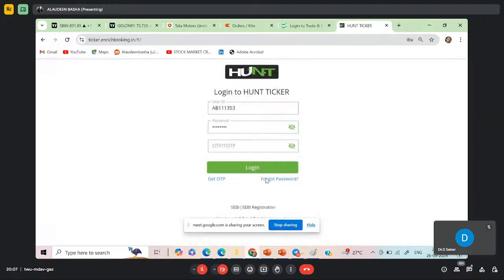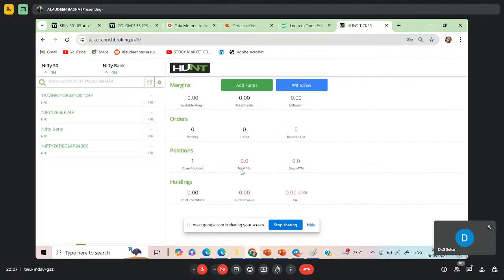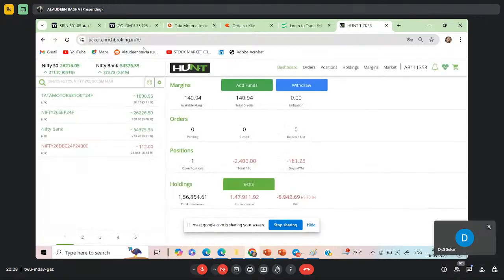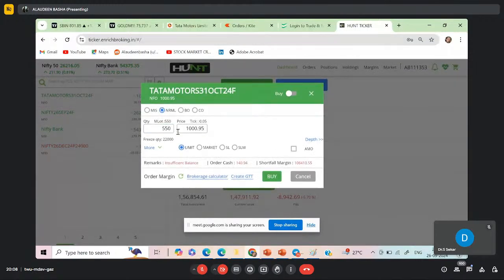Once you get the OTP, okay, now I can add Tata Motors. I select the same October future and just buy it, 1 lot. What's the required margin? It shows about 1,06,400. So this differs from one broker to another broker.